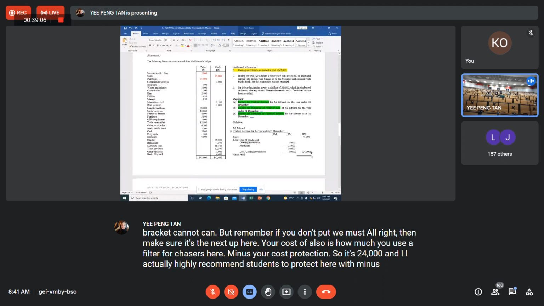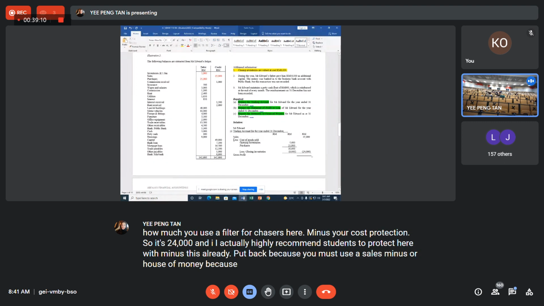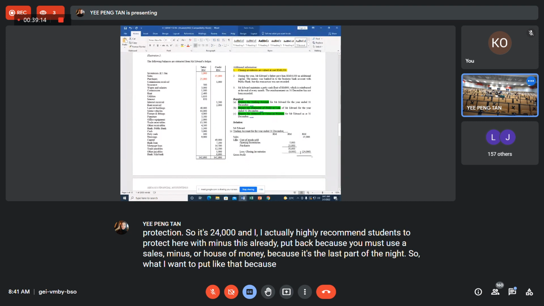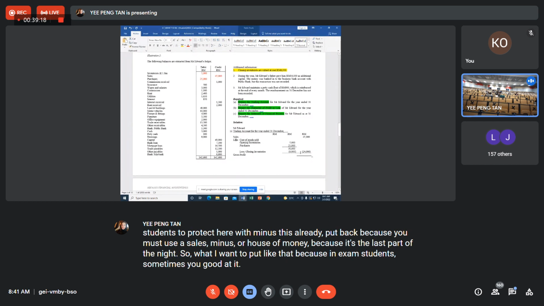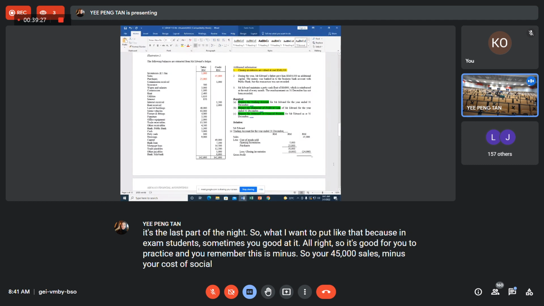I actually highly recommend students to put a bracket here. Once you minus this, you put a bracket, because you must use your sales minus your cost of goods sold, it's the last cost of goods sold, isn't it? Because in the exam, students, sometimes you put 24,000 and forget you're going to subtract it. So it's good to bracket it, then you remember this is minus. So your 45,000 sales minus your cost of goods sold 24,000, you will get your gross profit of 21,000.